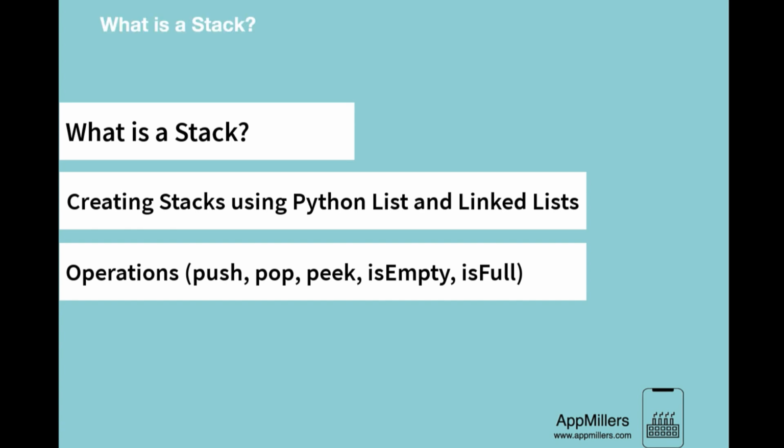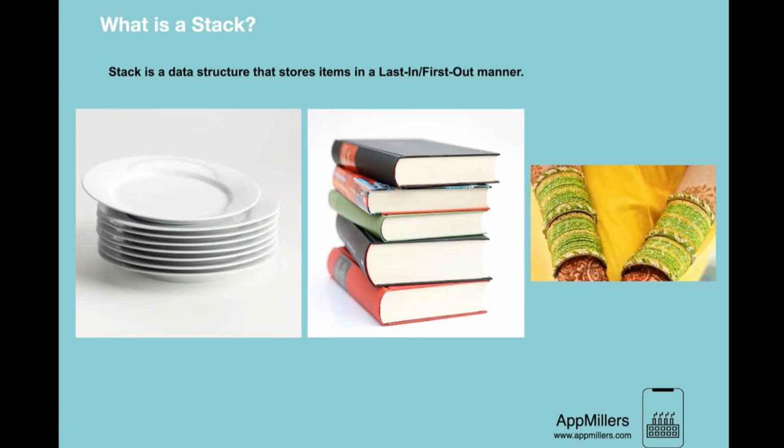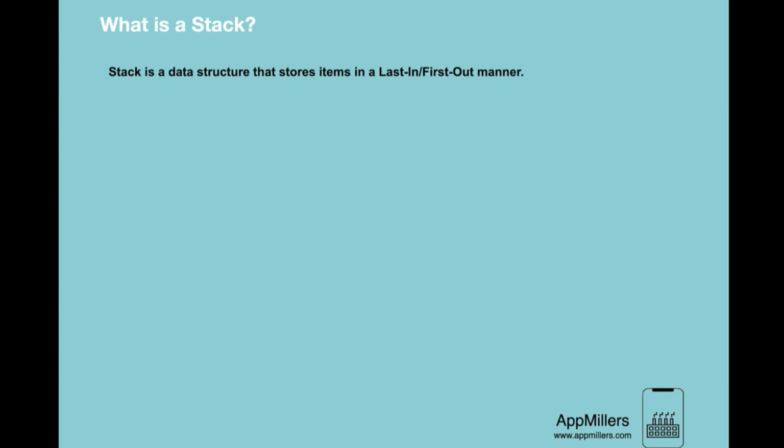So let's get started. The structure of stack can be imagined as a pile of objects stacked vertically. When extracting these objects, the last added to the stack is the first one removed. The real-life example for stack can be a pile of dinner plates, pile of books, or bangles in the hand. So for the explanation, let's look at the pile of dinner plates over here.